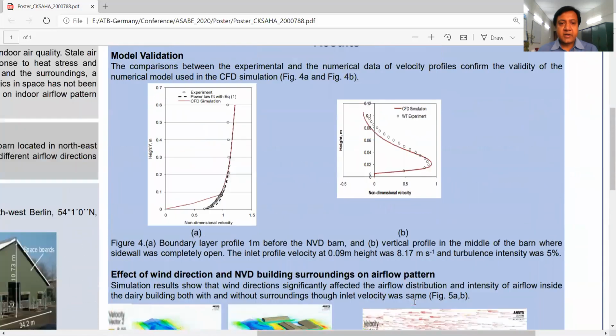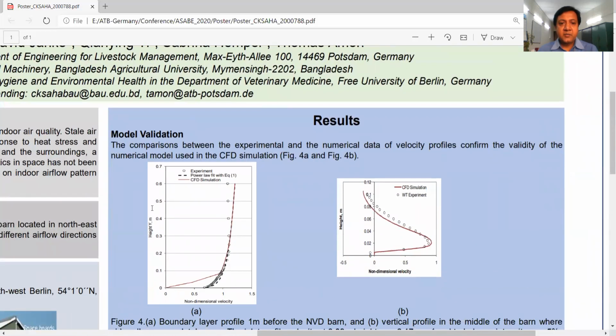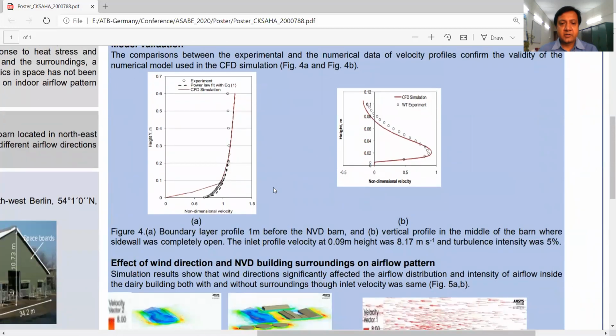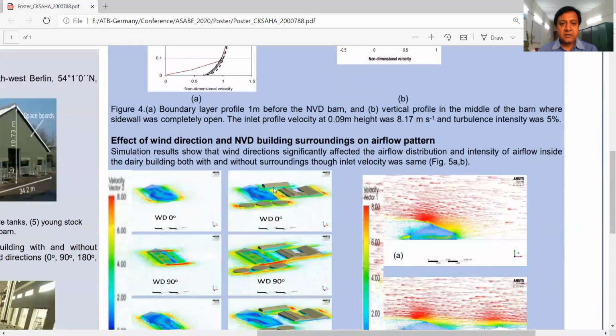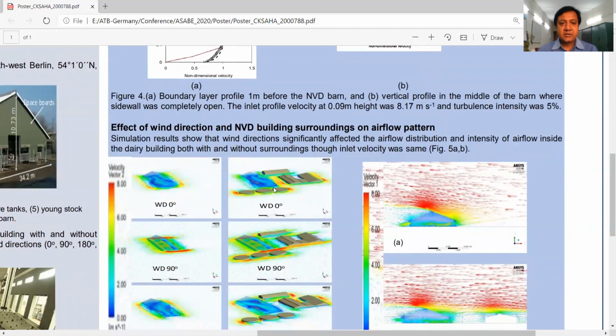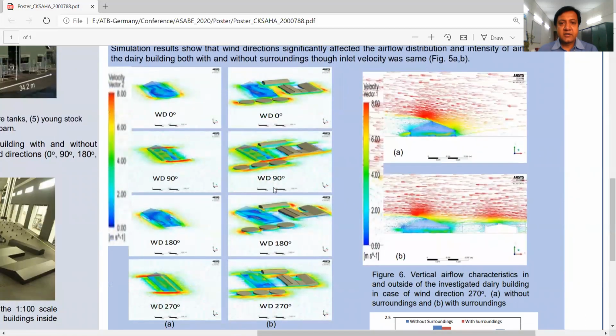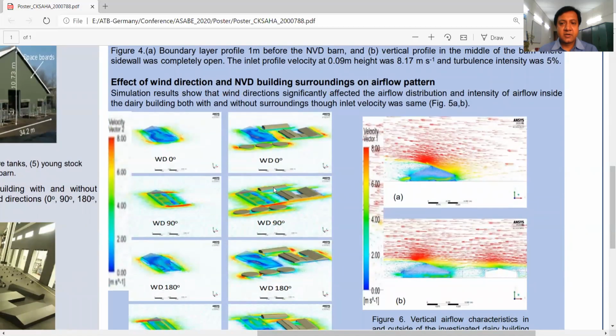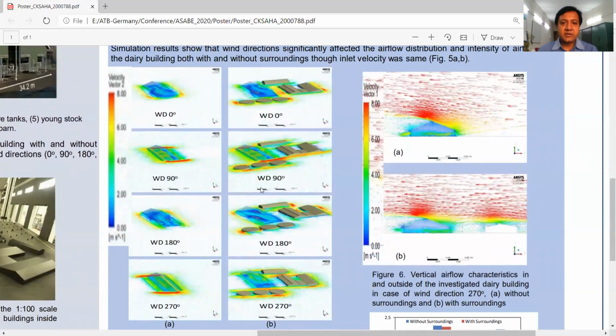The result shows that the comparison between the experimental and numerical data of velocity profile confirms the validity of the numerical model used in the simulation. We have used the k-epsilon turbulence model for the simulation. And then with the further simulation, results show that wind direction has significantly affected airflow distribution and intensity of airflow inside the dairy building, both with and without surroundings, through the inlet velocity, although the inlet velocity was the same.